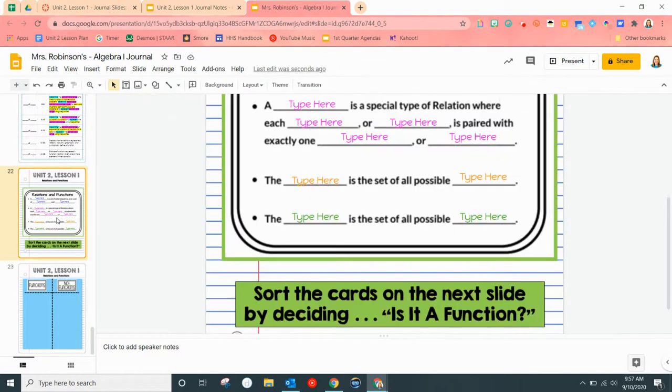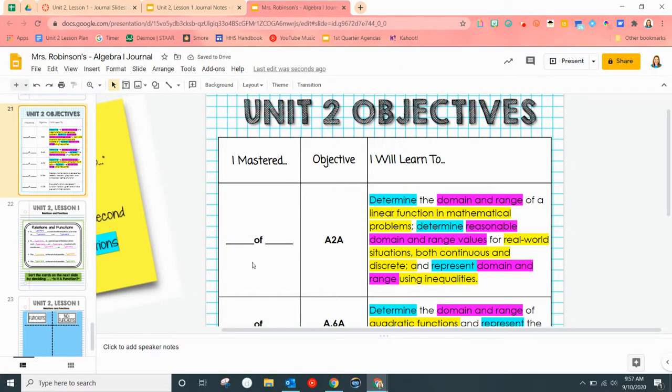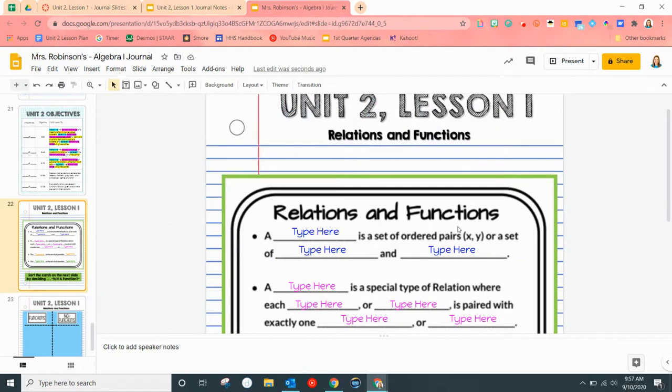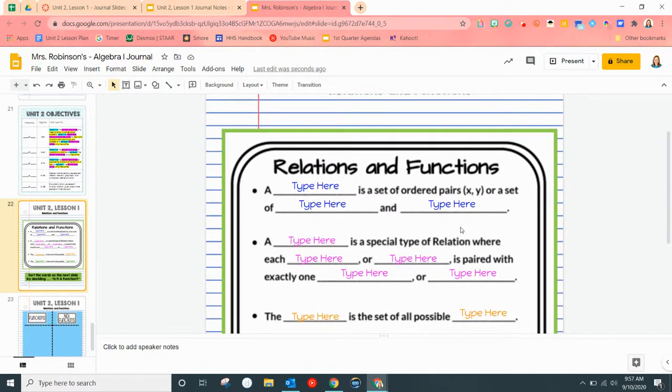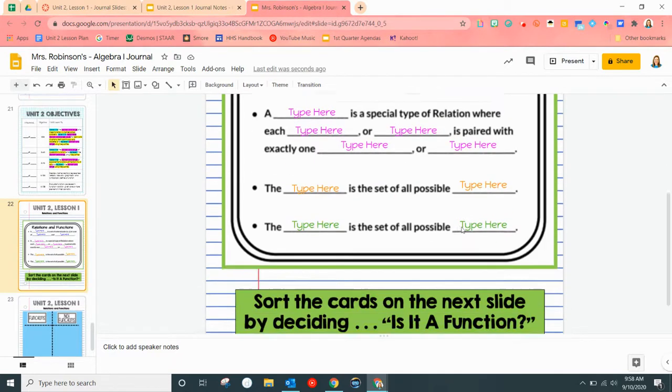I like to do that to give you an overview. What are we learning? And then we come back to this after we take our test and we fill in. So if I was tested on domain and range of linear functions, how many did I get right? It helps you know what you need to focus on. Remember, at any point you can pause the video to catch up with me and then move on.